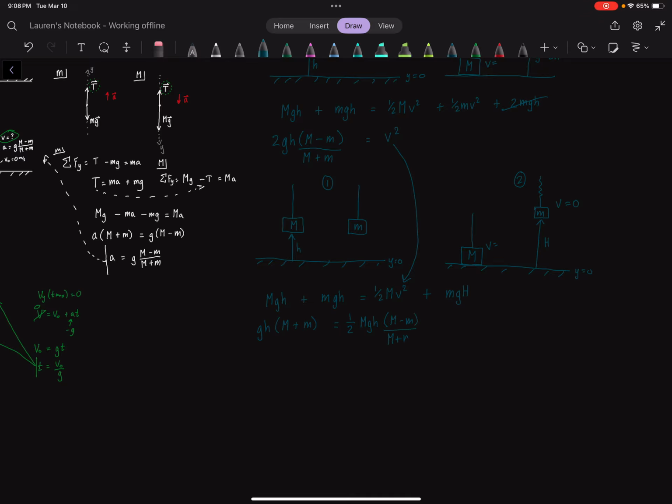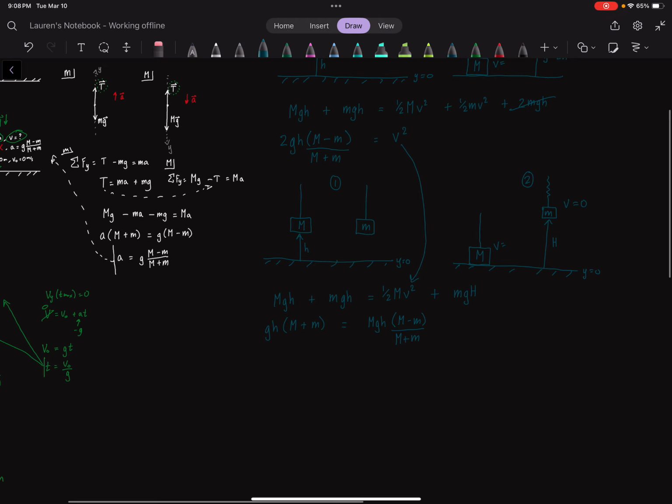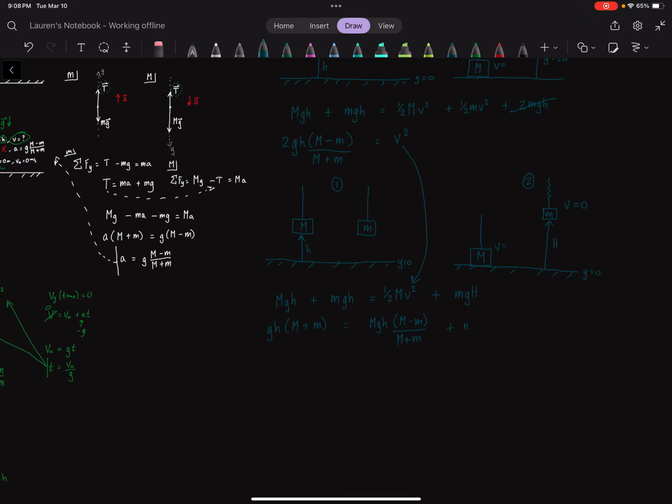M plus m, but there should be some things that cancel. In fact, we had a 2 on top and m on the bottom because we have a half and we're plugging in a 2, so those go away. M, G, H, and then the rest of v squared is the masses there. All right. And then we have this other term, plus m, g, big H, right?